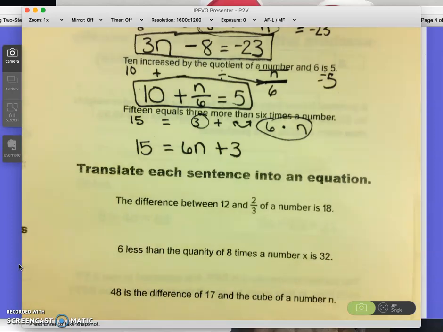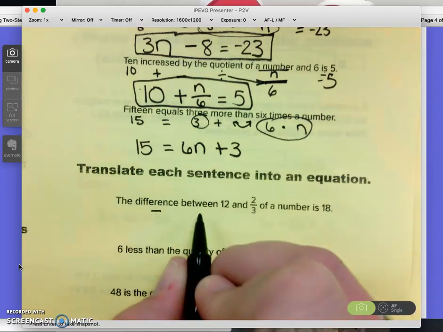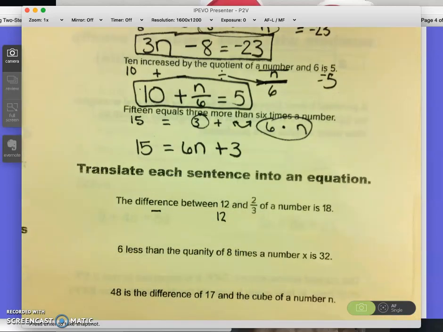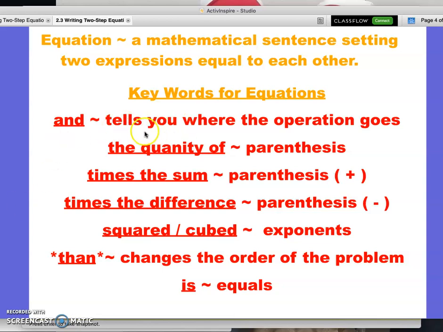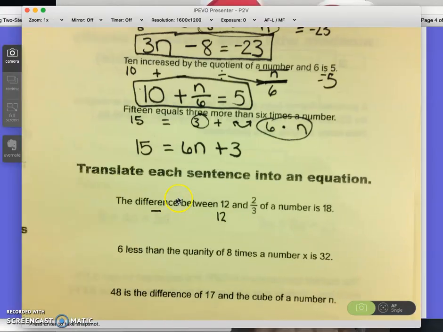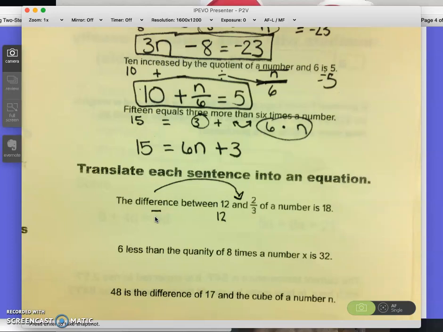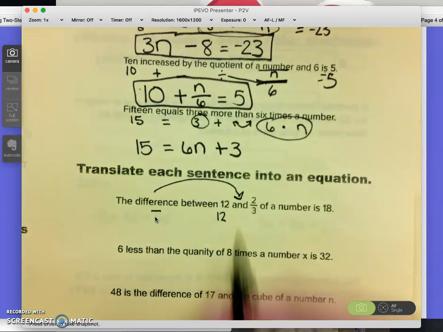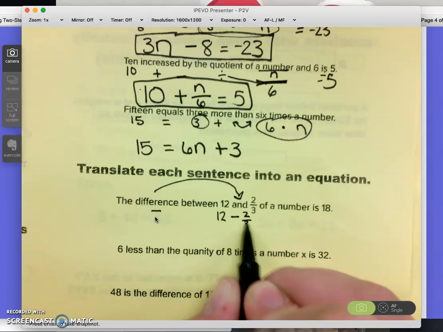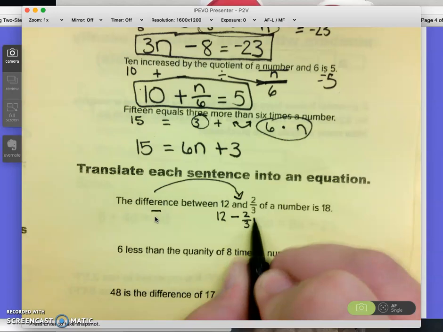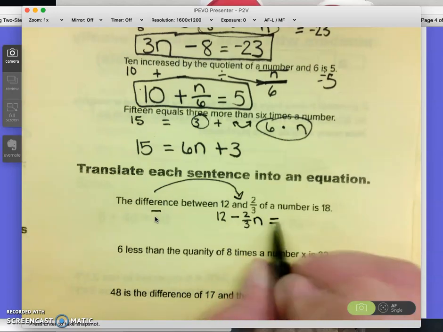All right, so the difference means what? Subtract. Okay, between 12 and. So when I see the word and, it's going to tell you where that operation goes. So the operation is difference, and that difference is going to go here, where that and is. So 12 and 2/3 of a number means multiply. So of a number, and then is 18.